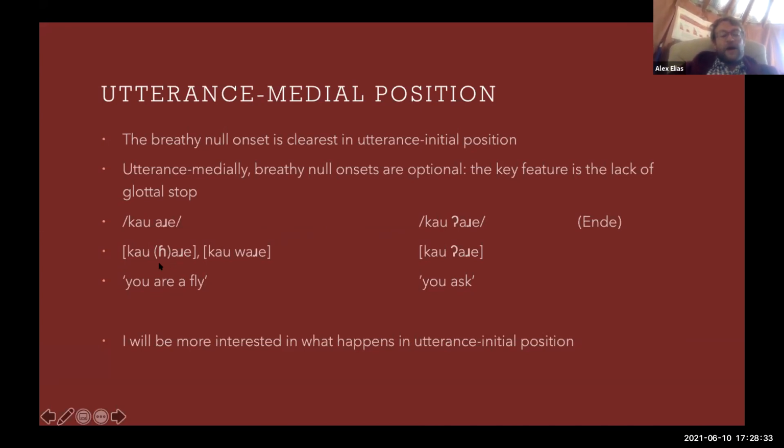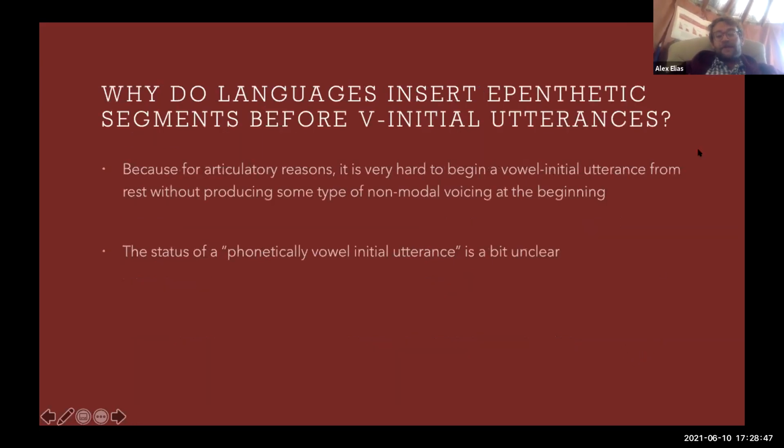You could say kauhaje or simply kauaje or even kauwaje with an epenthetic W. I'll be more interested in this talk in utterance initial position. And this is a big thing. In languages of the world, why do all languages insert epenthetic segments before vowel initial utterances? Why is this so common? This is just like the most commonplace possible phonological rule.